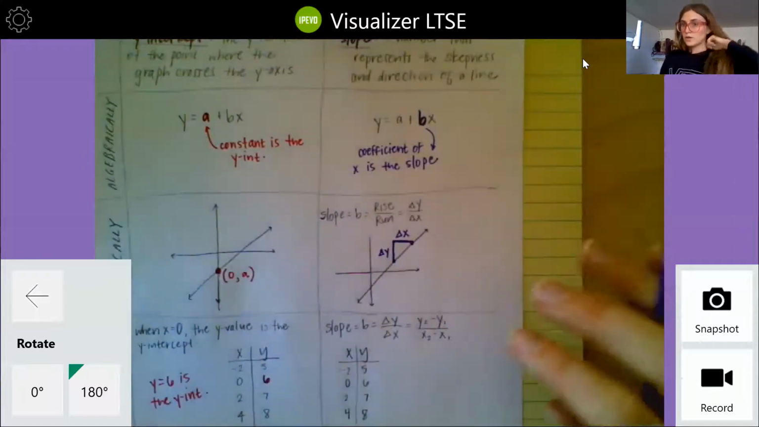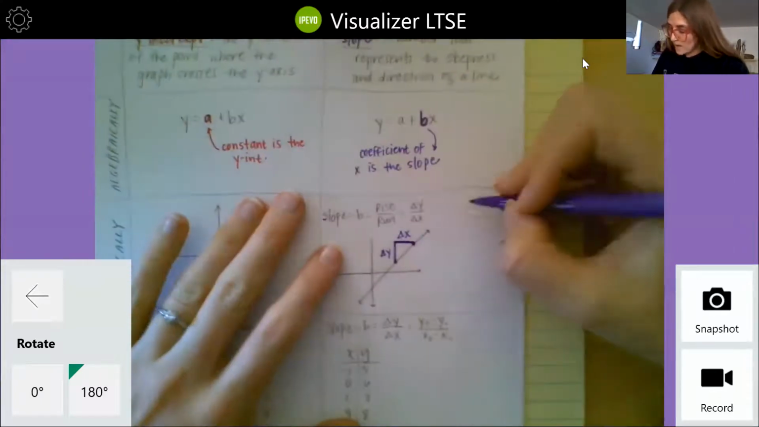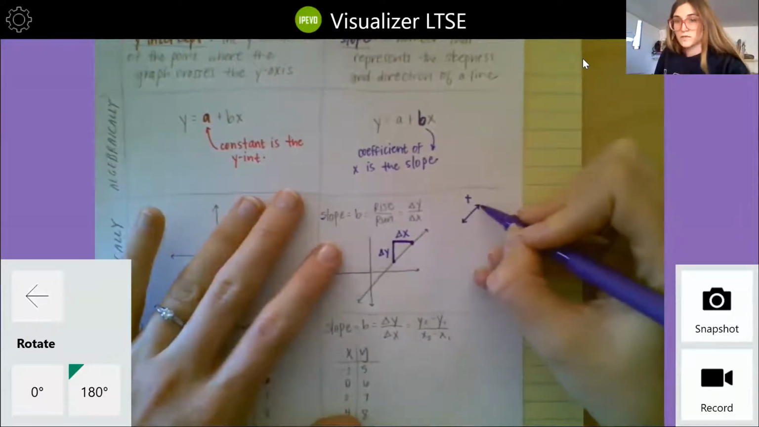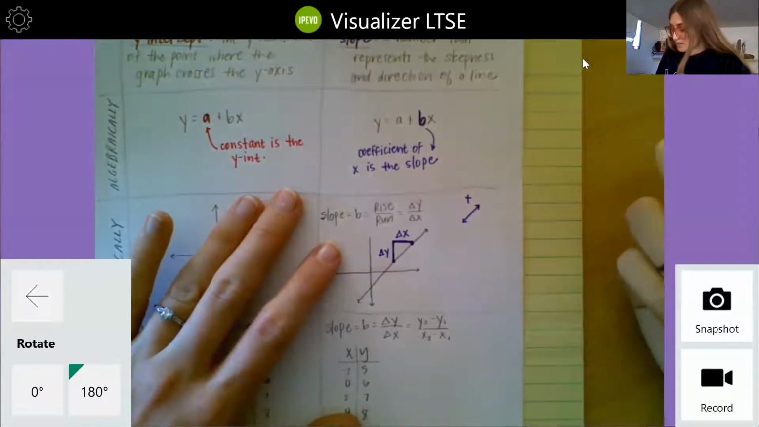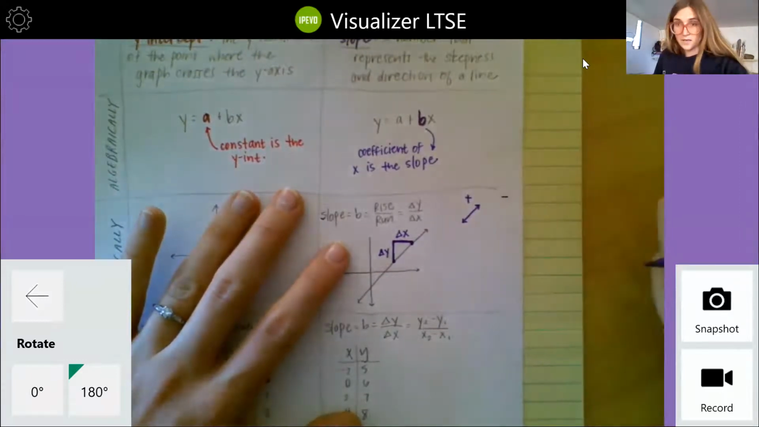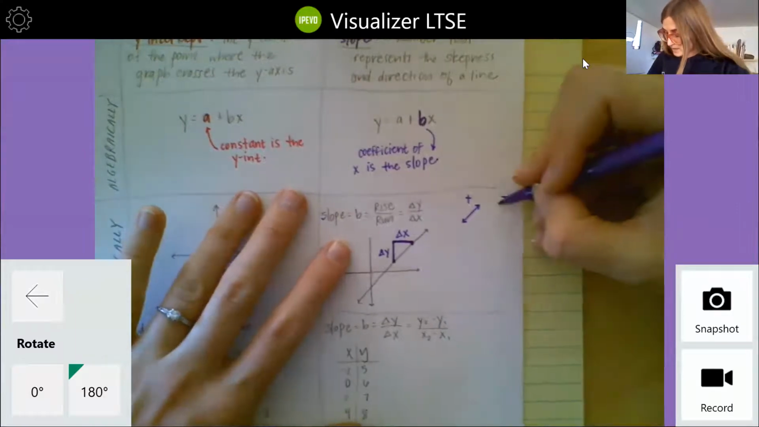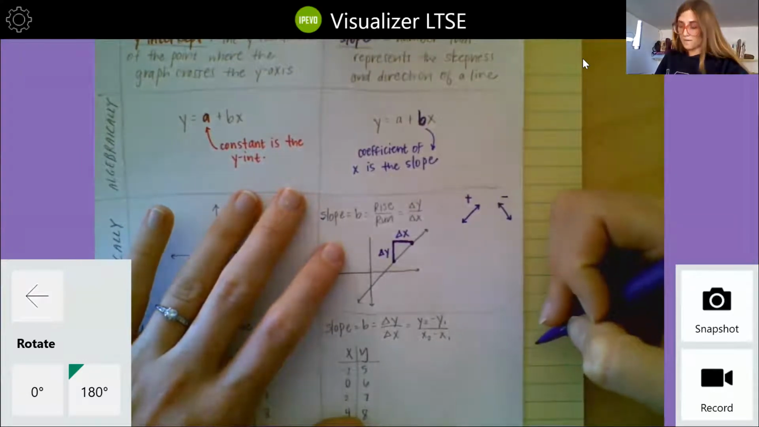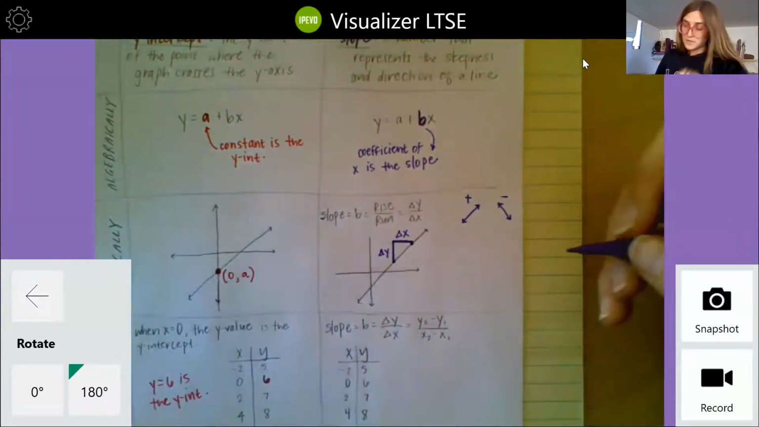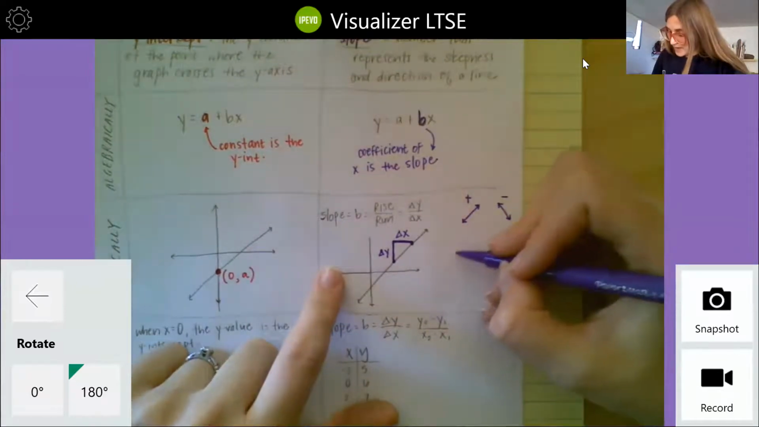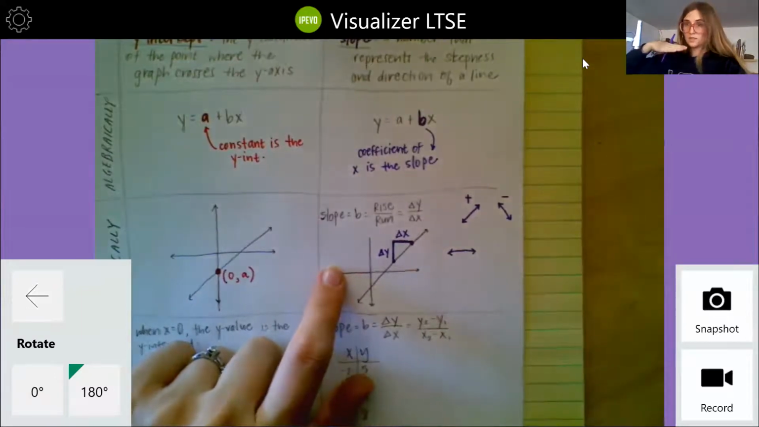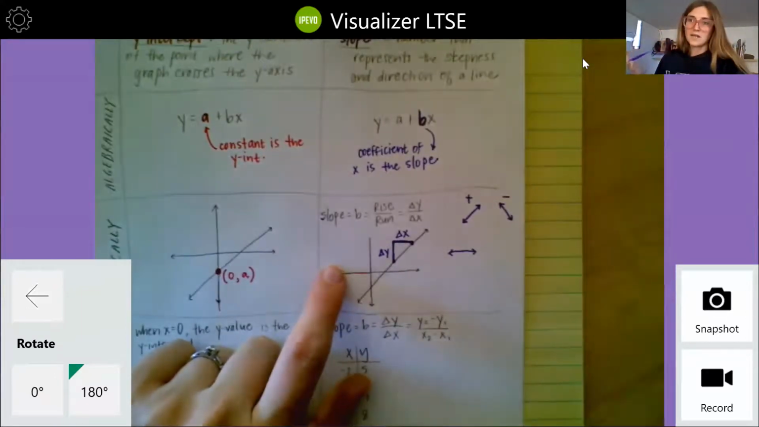Something to note about the slope. A positive slope is going to look like this. It's going to move upwards from left to right. And conversely, a negative slope is going to move downward from left to right. Okay? Then there's two other types of slopes. I have a horizontal line. That's not moving up or down, it's flat.